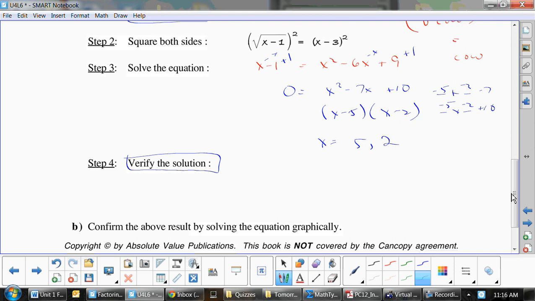Now, in the past, you always said, hey, I got an answer, obviously it's got to work. Well, when you deal with radicals, the rules change. Okay, so let's do 5. Let's just check it. We're going to check 5. Okay, so let's do x equals 5. 3 plus root 5 minus 1 is supposed to equal 5 minus 3.